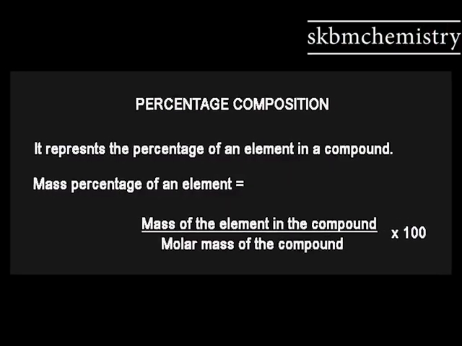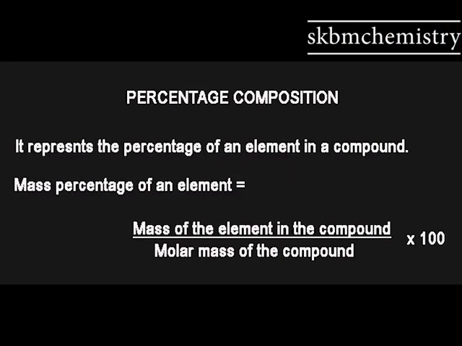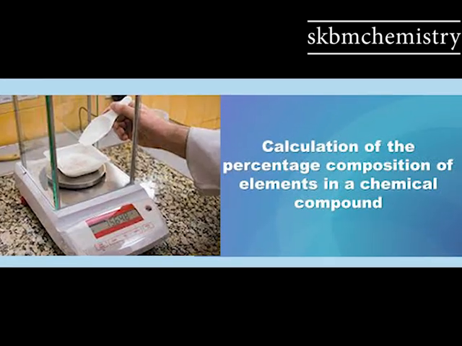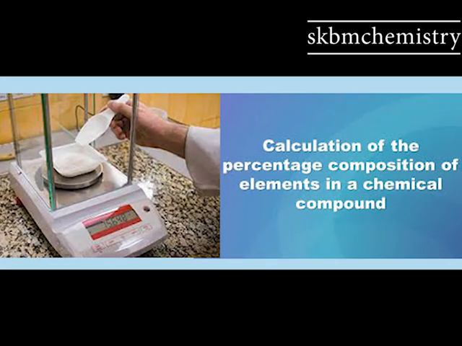Now we will discuss what is meant by percentage composition. The percentage composition represents the percentage of an element in a compound. It is determined using the formula mass of the element in the compound divided by molar mass of the compound or molecular mass of the compound, that into 100. Now we will see a problem to find the percentage composition.